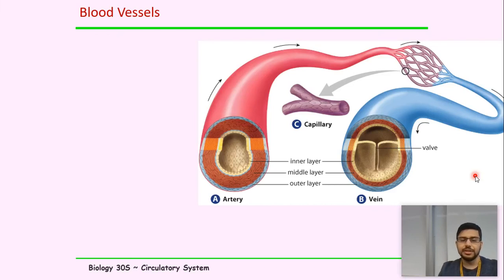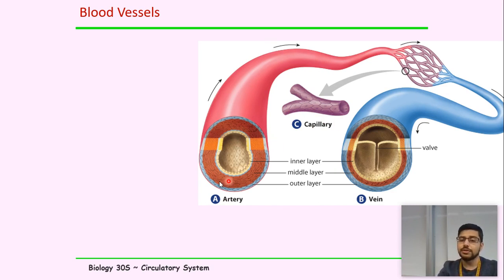Hey, welcome back. We're going to continue on with the circulatory system. This time, we're going to start by talking about the blood vessels. As you can see, we've got a couple of different blood vessels. We like to say that there are three different categories, but honestly, there are five different kinds of blood vessels that we are going to be interested in.